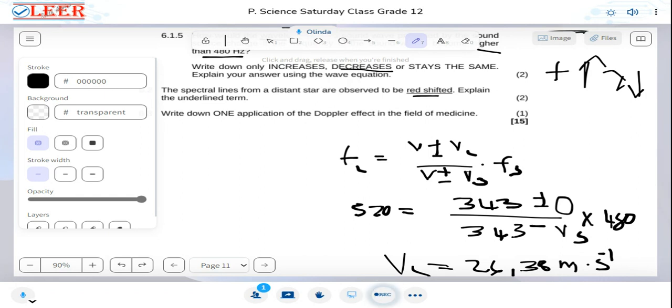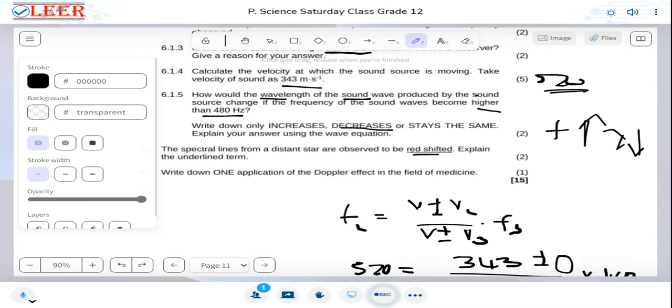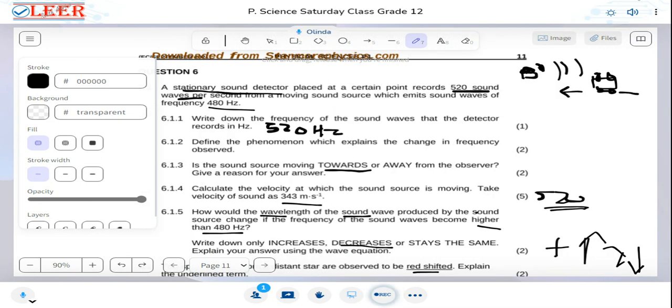The next question says, write down one application of the Doppler effect in the field of medicine. This is something you can remember, an easy one mark. It's used to measure the direction and speed of blood flow in your arteries and veins. Another one: it's used to measure the heartbeat of a fetus in the womb. So that is your Doppler effect.